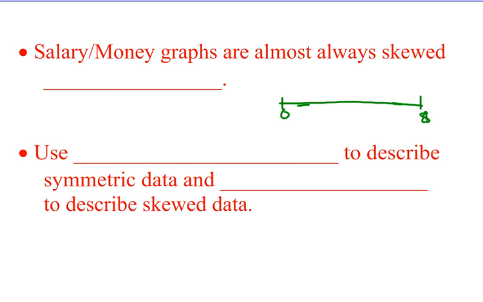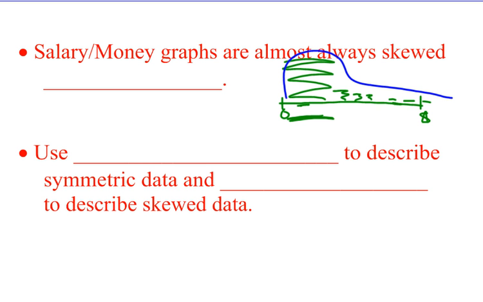McDonald's. A lot of the employees, being high school students, probably don't make a great amount of money, do they? They're minimum wage. Most of their data values will be right here. There's a few employees who've worked there longer who make some money, and then maybe there's the manager or the owner. They make the most money. So you look at this data. If I was going to sketch its skewness, this is right skewed. So salary and money graphs are almost always skewed right.